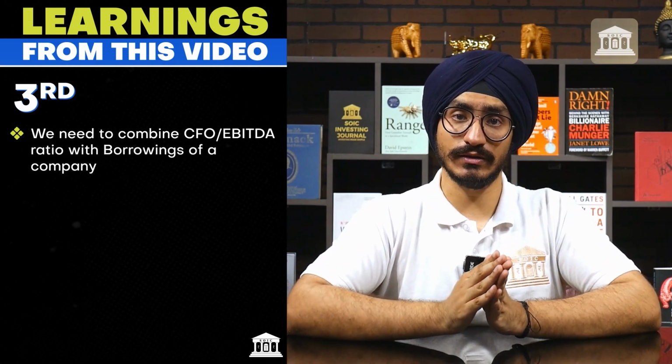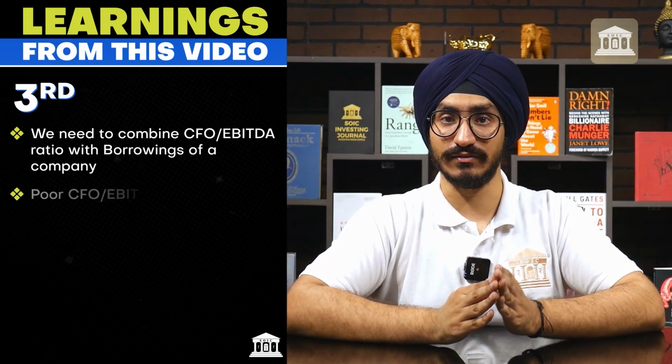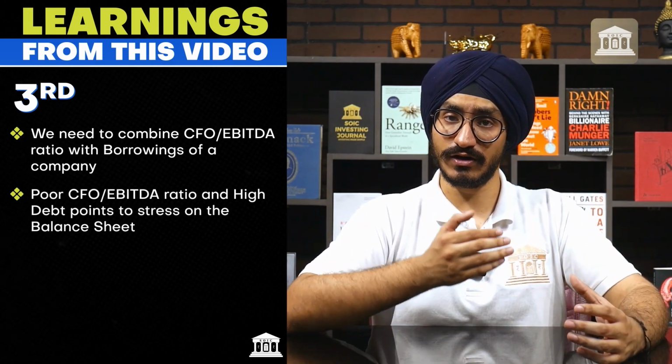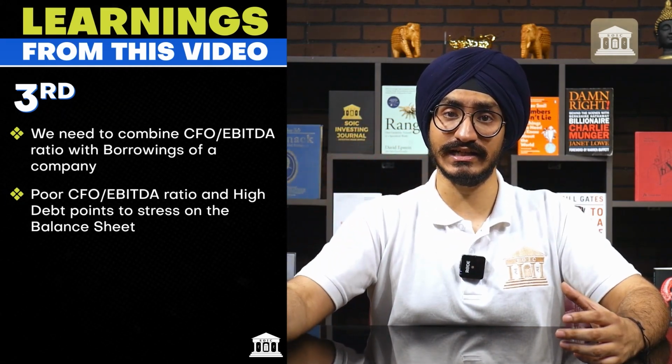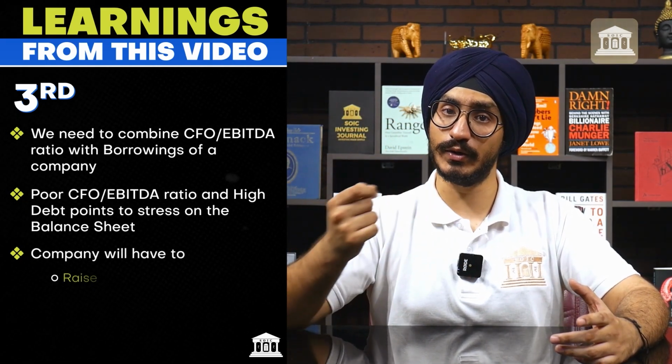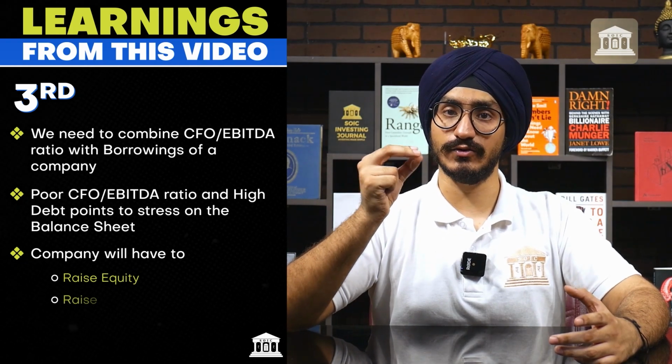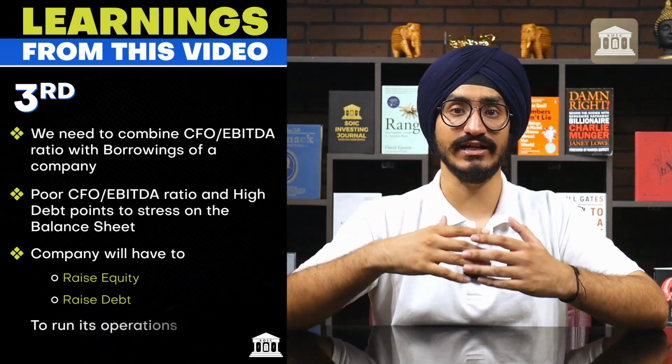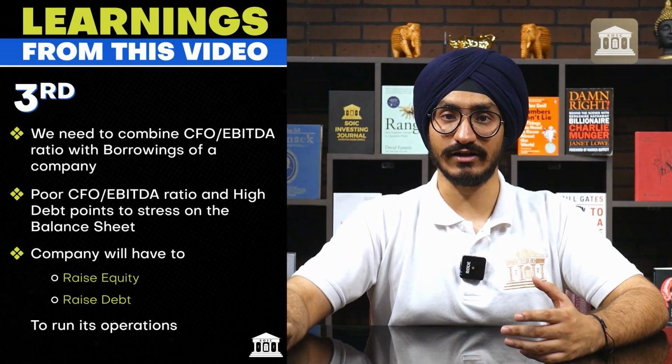Third thing that we learned is that we need to combine the CFO to EBITDA ratio with the borrowings of a company. If the CFO to EBITDA ratio of a company is poor and the borrowings are really high, then it points to stress on the balance sheet. The company will either have to do an equity raising, or the company will have to raise more debt to basically run its operations. So this is the third thing that we learned.